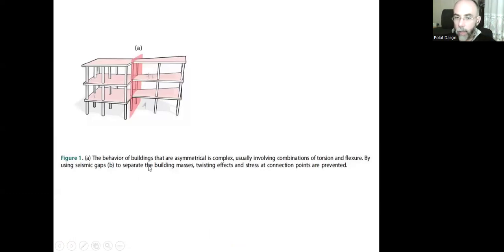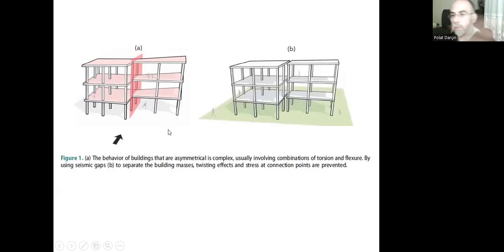Here is an example. The behavior of buildings that are asymmetrical is complex, usually involving combinations of torsion and flexion. By using seismic gaps to separate the building masses, that's the design of the geometrical shape of the building. This part is heavier and this part is lighter. Again, the same problem: when the earthquake happens, it can break down. So in order to solve that problem, we create two separate neighbor buildings, with a gap of only 5 centimeters, but a total gap, without any connections.